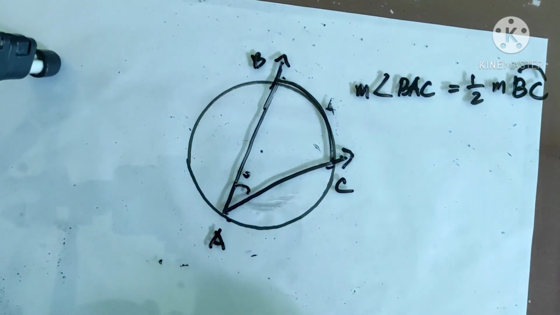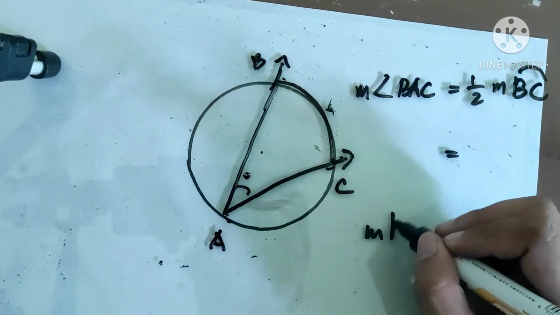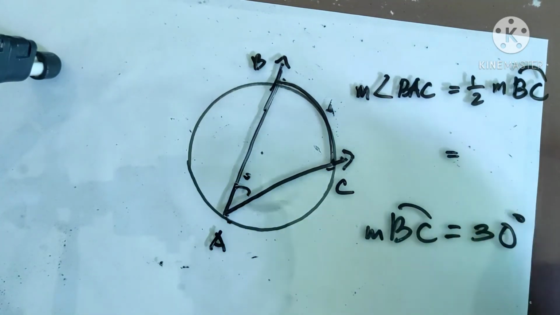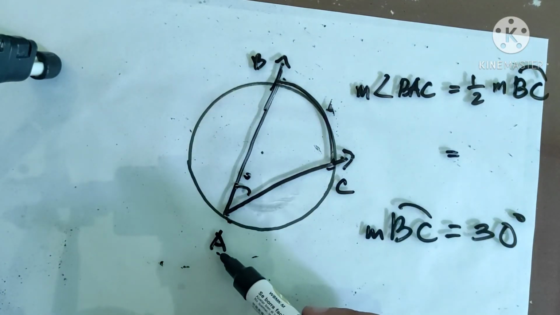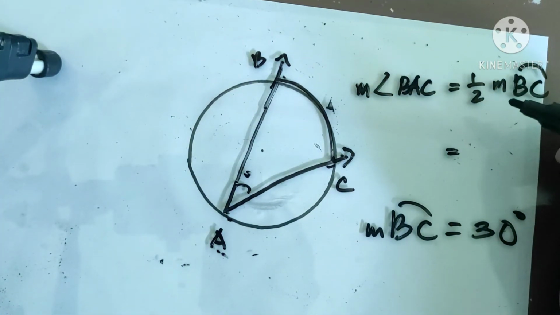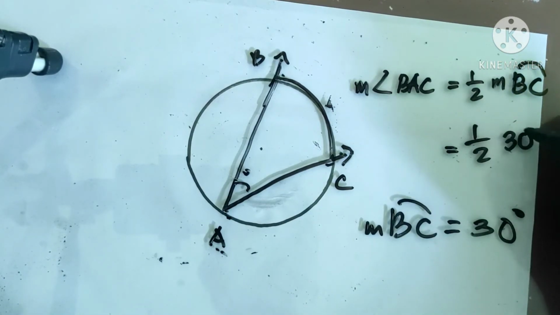Now, for example, si measure arc BC is equal to 30 degrees. So, anong measurement ni angle A or ni angle BAC? So, we have 1/2 times 30.